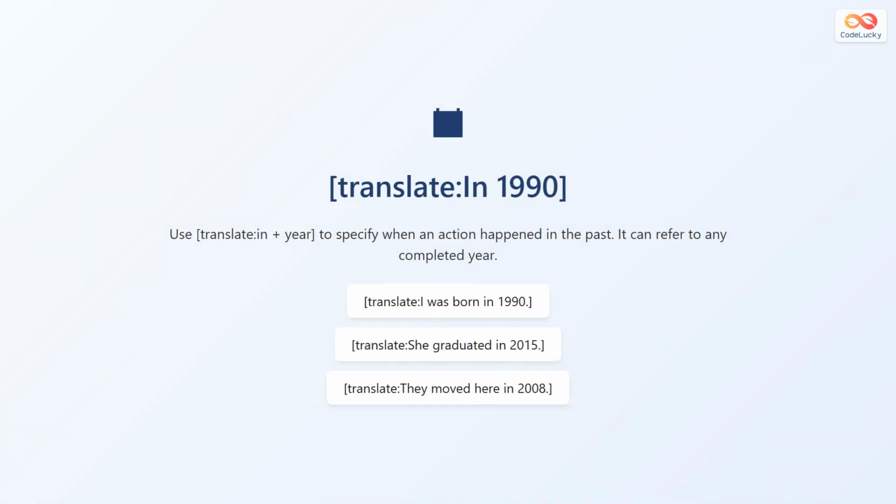We use in plus a year to say when something happened in the past. For example, I was born in 1990. She graduated in 2015. They moved here in 2008. The preposition in is used with years, months, and seasons to show when something took place in a completed past time.